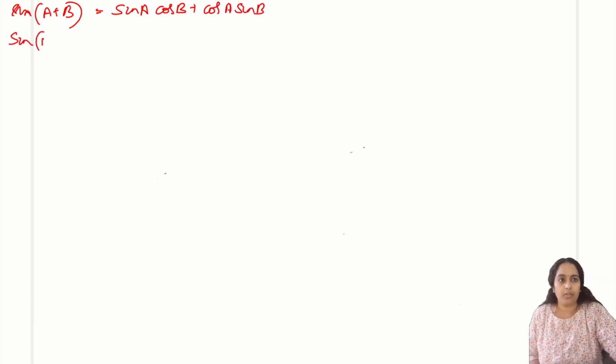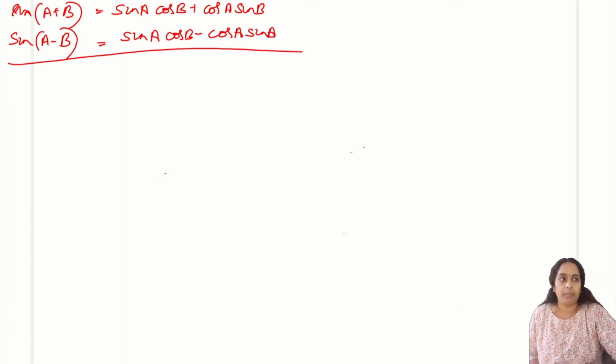What is sine of A minus B? So it's going to be sin A cos B minus cos A sin B. Now let me do the sum of these, sine of A plus B and sine of A minus B. Let me add both the identities. So when I add, A plus B I will take to be C, and A minus B, let me take it as D.